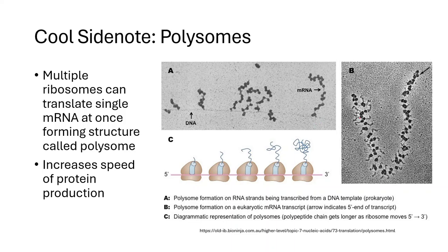On B, what you're seeing is a little more detail, more of a close-up, and you can see this is an mRNA strand where this arrow is the 5' end where you start reading. So the direction of translation would be this way. And then you see multiple ribosomes along this mRNA, and you can even see the polypeptides that are coming out of the ribosome.